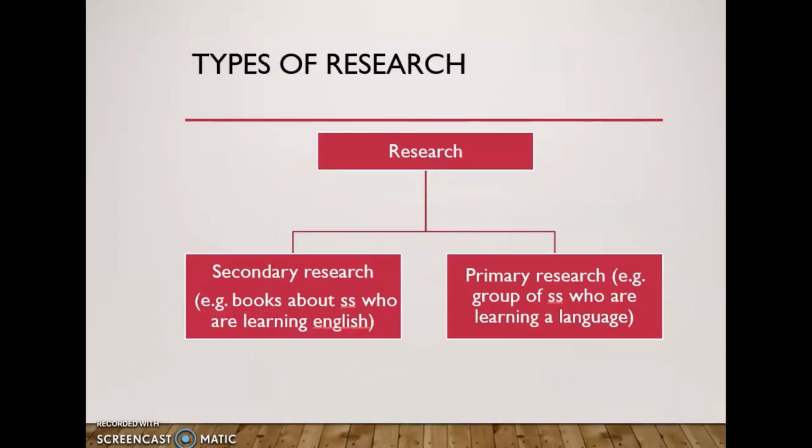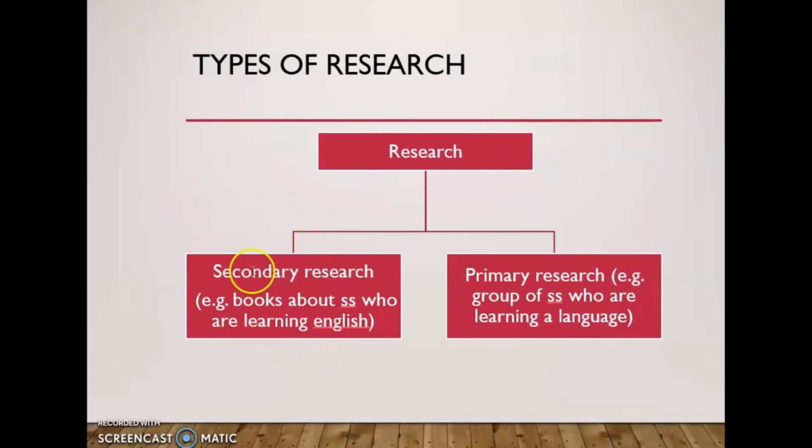Let's move to the types of research. In general, research based on data collection can be divided into 2 big types. First is secondary research, and second is primary research. Secondary research means the data is not collected by the researcher himself or herself, but by somebody else or another institution. The data, for example, is probably books, or data already collected by a statistics institution, or data available on the internet, for example, the PISA dataset.